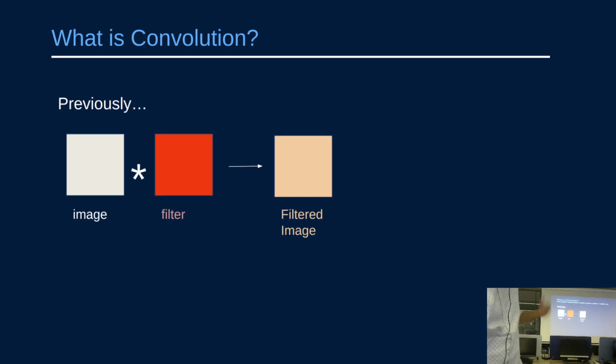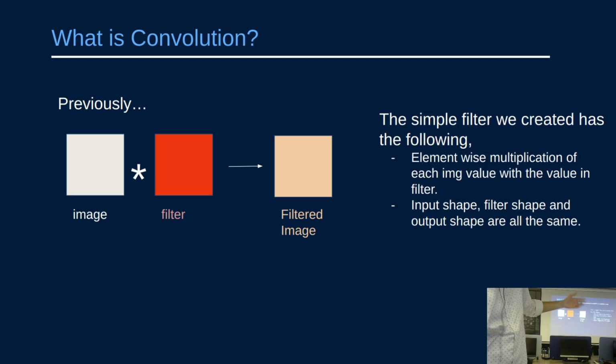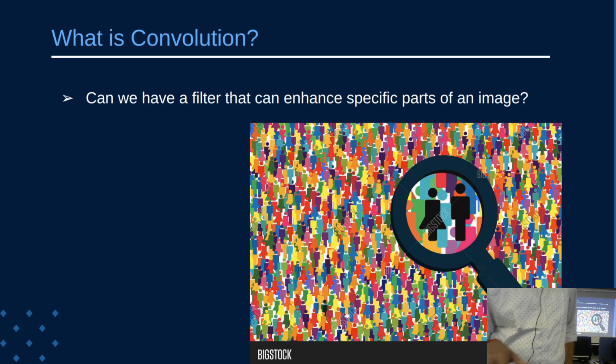So up until now we have seen an image multiplied by a filter gives you the filtered image. Now there are two properties. First of all, when you multiply it by a filter, you're basically doing an element-wise multiplication, so it's straightforward multiplication of one image by another. Also, the input size, the output size and the filter size are all the same. Convolution gets a little tricky.